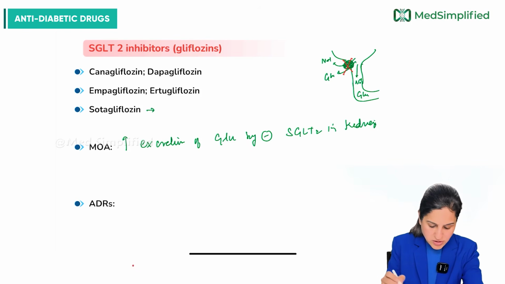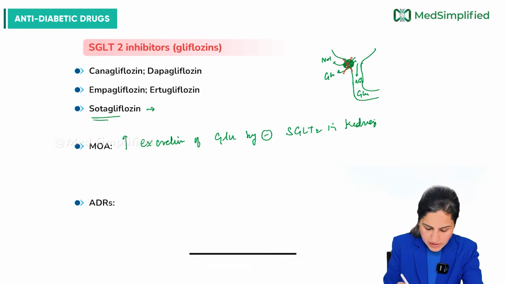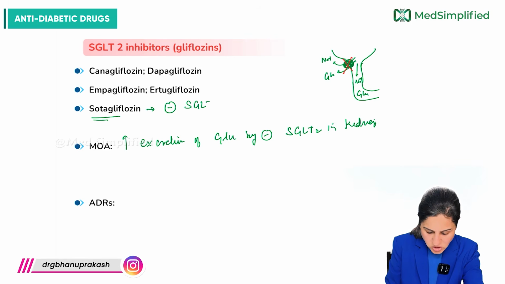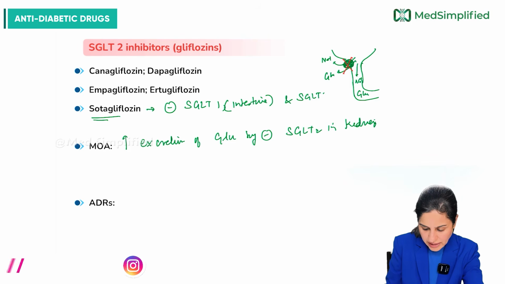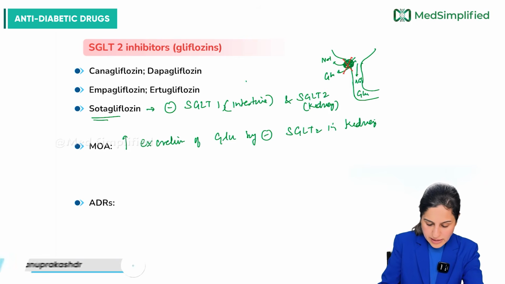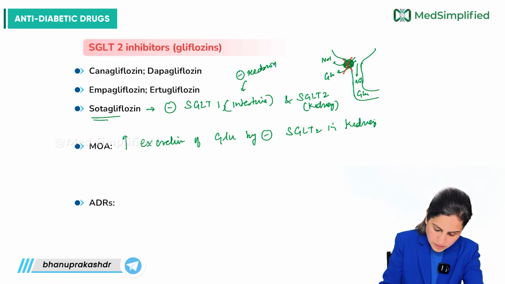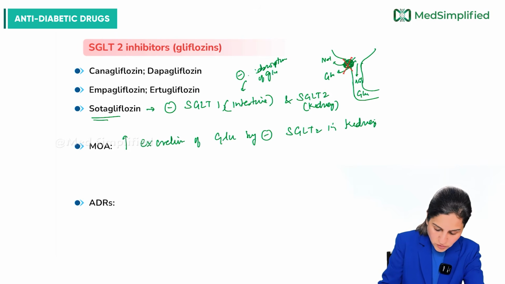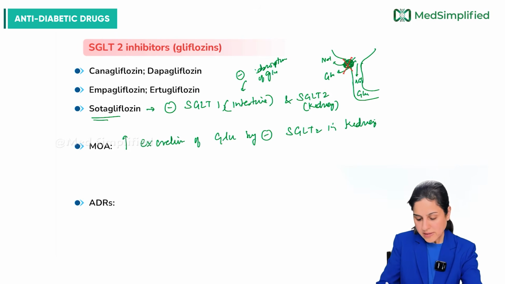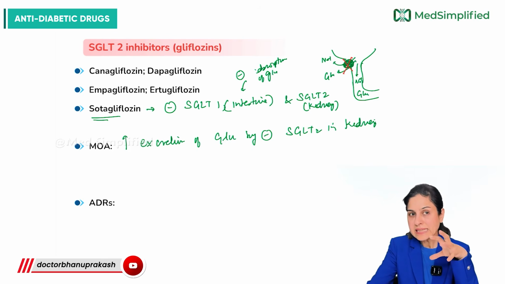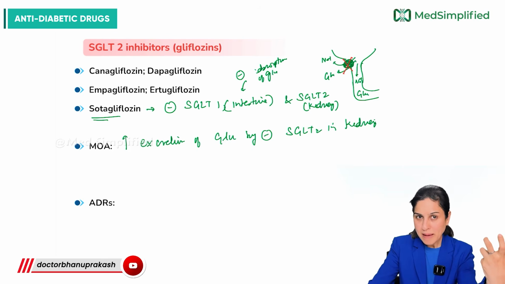So, this drug, sotagliflozin, is going to inhibit both SGLT1, which is present in the intestine, and SGLT2, which is present in the kidneys. In the intestine, it inhibits the absorption of glucose, while in the kidneys it inhibits the transport back into the body.